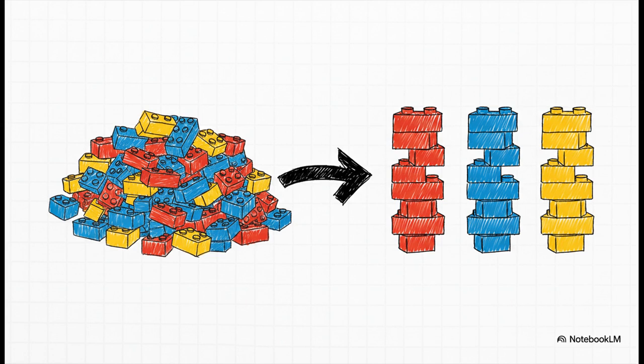I want you to imagine you've just been handed a giant, messy pile of Lego bricks. Your job is to sort them. But here's the catch. Nobody told you how to sort them. Should you do it by color, by size, by shape? That's exactly what clustering algorithms do. And because we aren't giving the machine any answers ahead of time, no labels, this is what we call unsupervised learning. The machine has to figure it out all on its own.